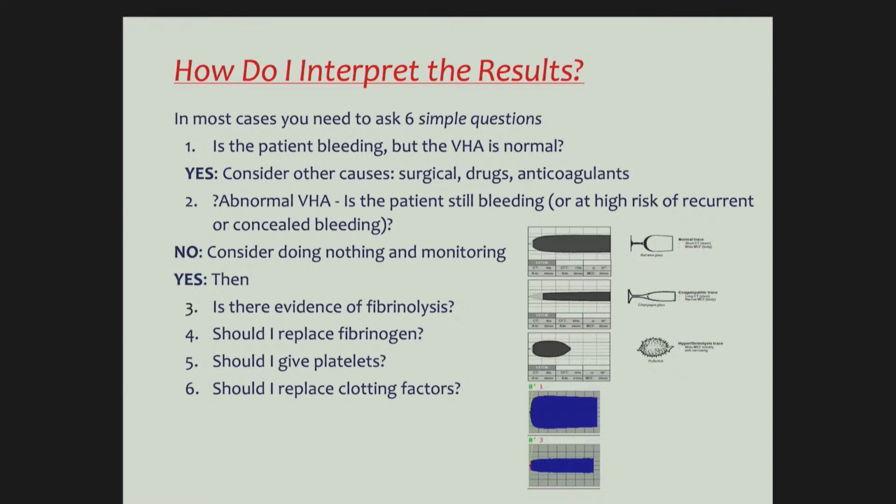Next question, should I give platelets? Again, there's an individual test for fibrinogen. But again, if the traces are skinny, it's platelets or platelets and fibrinogen. The last thing I'd be thinking about would be replacement of clotting factors. And clotting factors can be influenced by the level of fibrinogen. So it's better to address the deficiency of fibrinogen, fibrinolysis and platelets first, or you'd consider giving FFP.